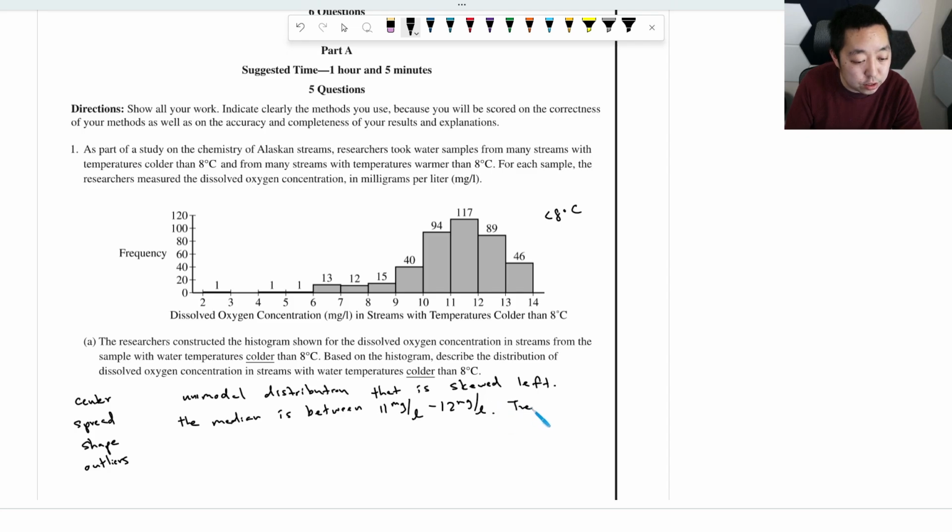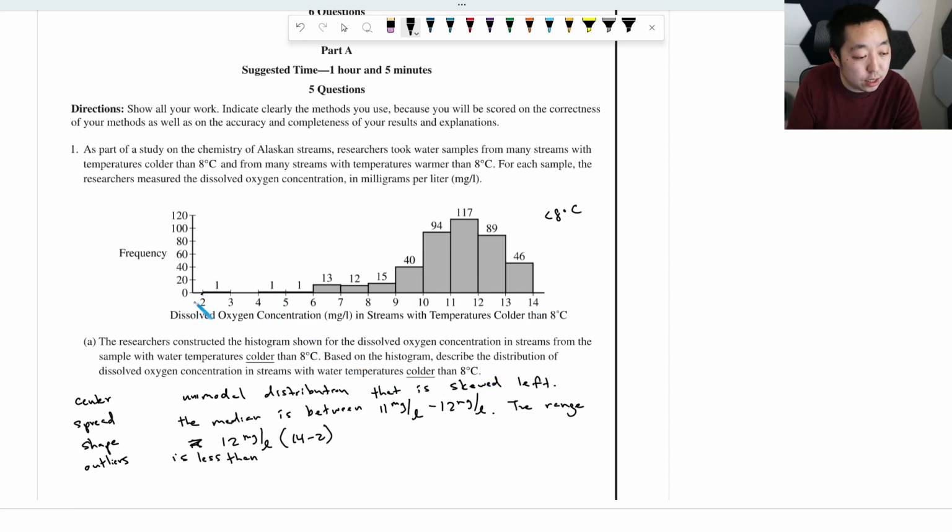The range. So if you talk about spread, the range is approximately, this is probably the easiest one to do. The range goes from like 2 to 14. The range is 12 milligrams per liter, and you can put in parentheses I did 14 minus 2. Or you could say the range is less than, since you don't know the exact value. I would say it's between that, because the smallest it could be is 2 and the largest is 14.